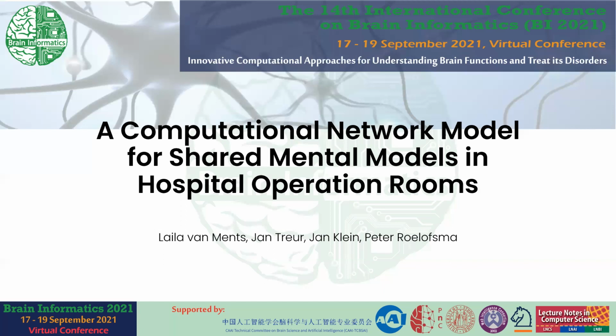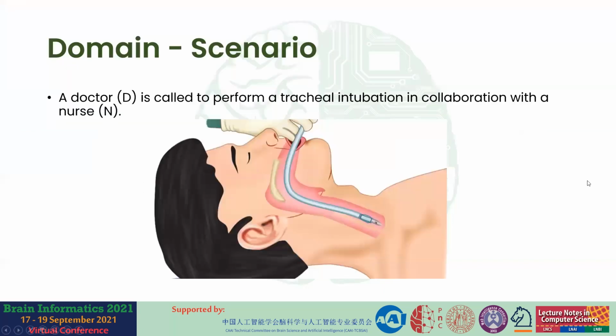So I'll first quickly go over what the domain looks like. Most of you probably have seen this in a movie or something, but when a patient cannot breathe well, he or she needs to be intubated, and there are multiple ways to intubate. The one with the tube that you're seeing in the picture in my slides is called laryngoscopy, and there are also intubations where a cut is made in the neck of the patient, for example, if this one doesn't work. So our scenario is that a doctor, denoted by D, is called to perform a tracheal intubation, which is the one with the tube that you're seeing, in collaboration with a nurse, denoted with the N.